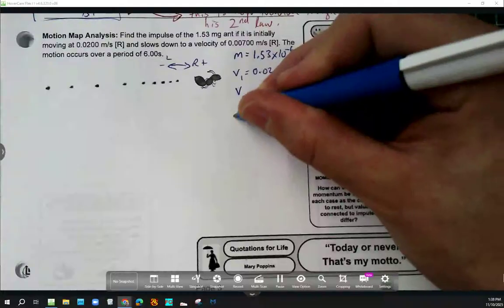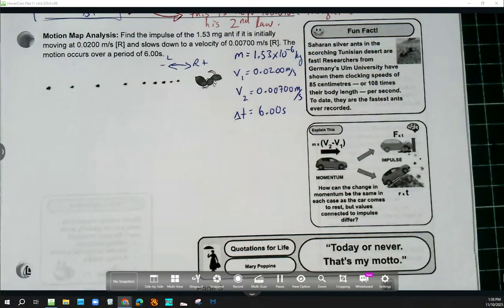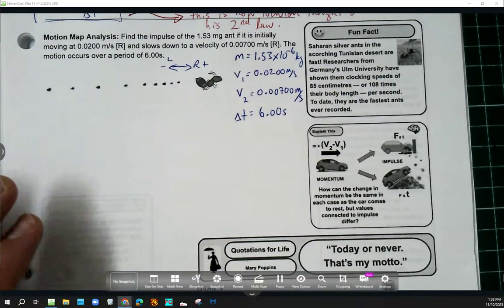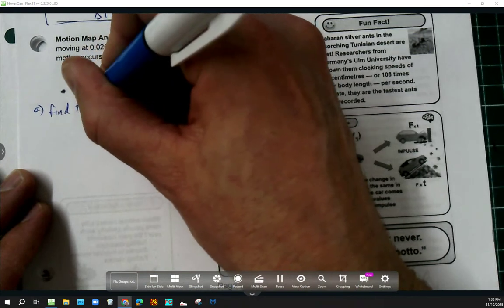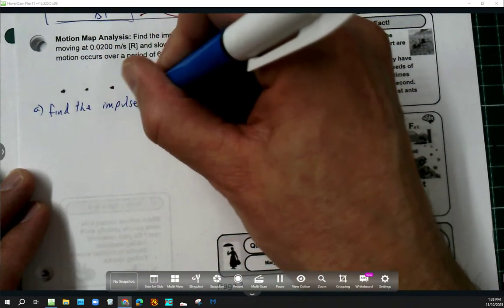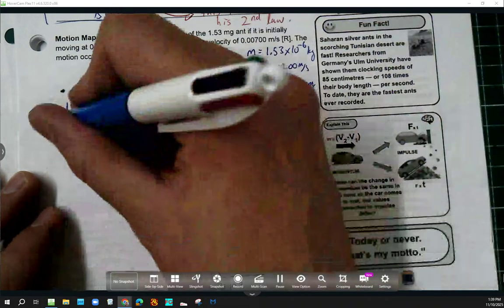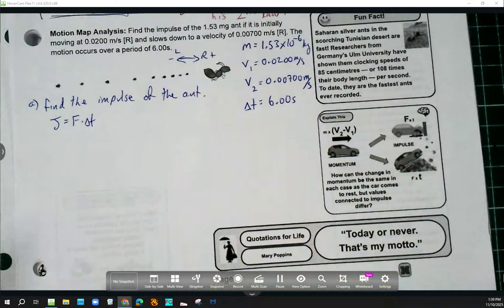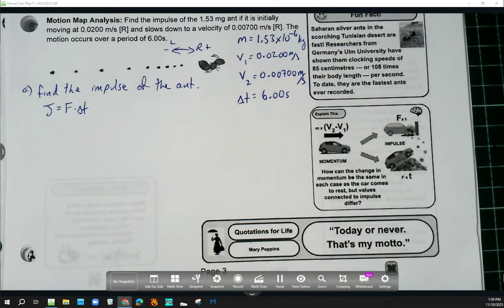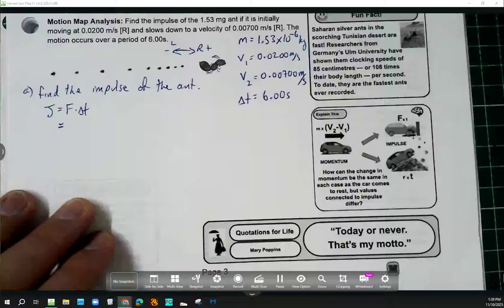Anyway, this ant is slowing down over the course of 6.00 seconds. And so you might ask a question like, find the impulse of the ant. Now, my first instinct is to write J is equal to F times delta T, but I realize right off the bat, I don't know force, but I do know some other information here. And I know that although impulse and change of momentum isn't exactly the same thing, they'll numerically end up giving me the same results.